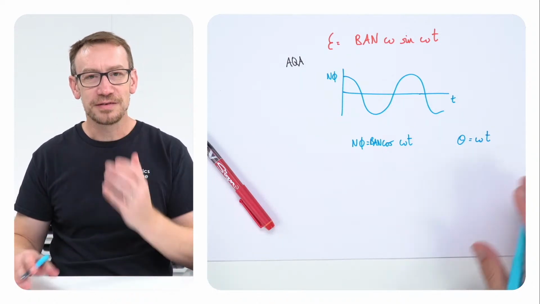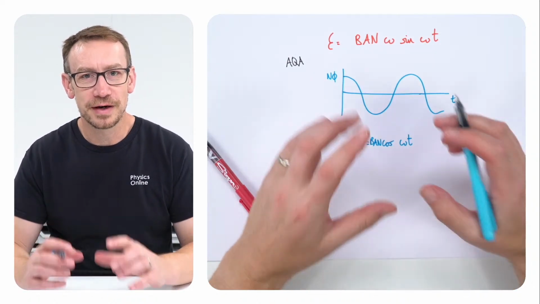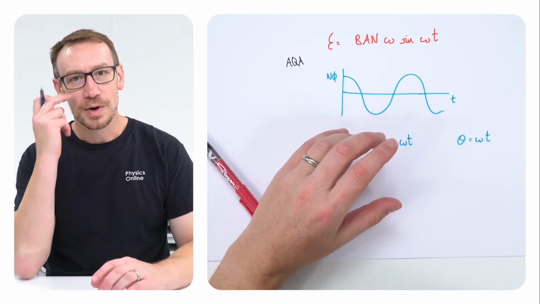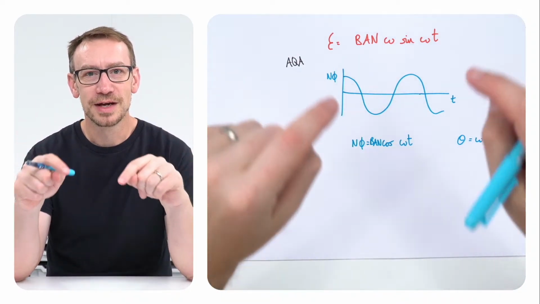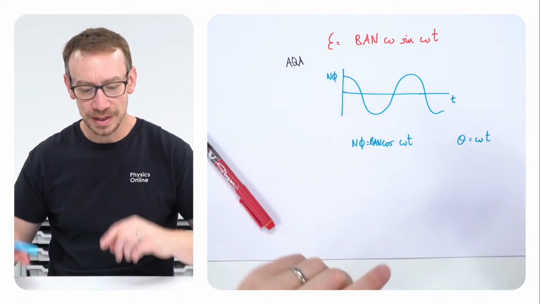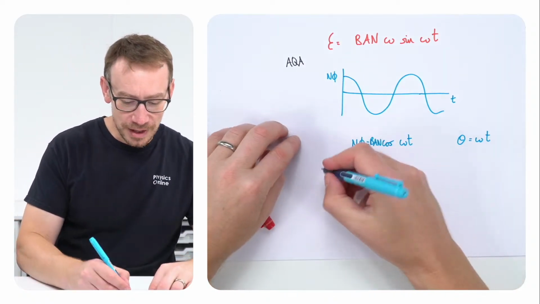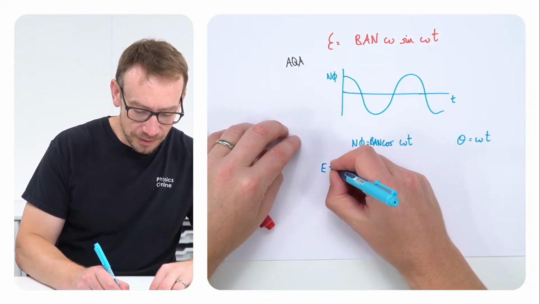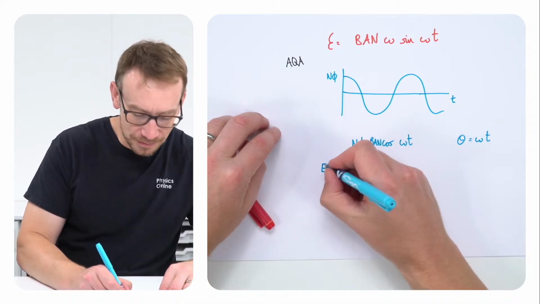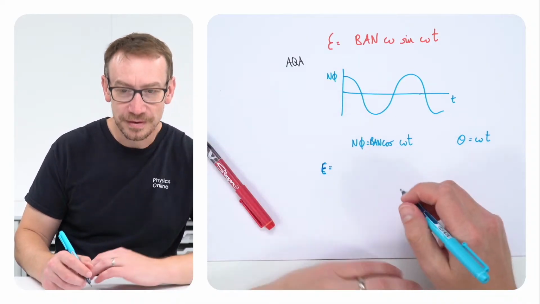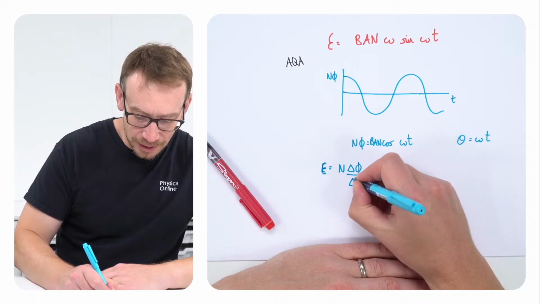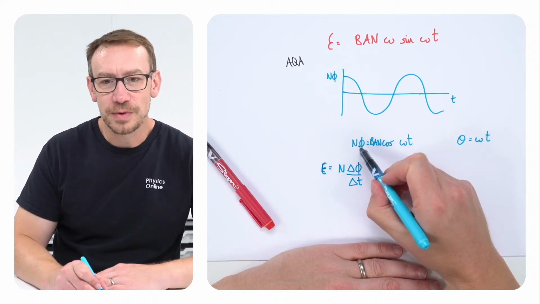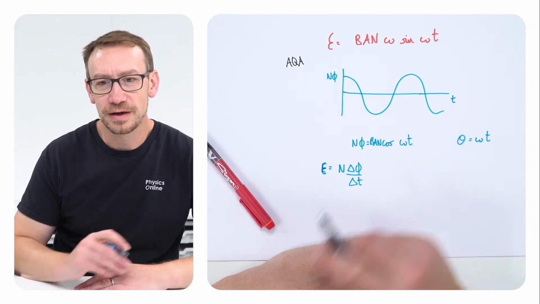Imagine a very simple generator where we've got the poles of a north and a south magnet, and a coil which is rotated within that. Now, the EMF, and I'll use a curly E to show the EMF, is equal to N d phi by dt. So it's the rate of change at which N phi is changing.